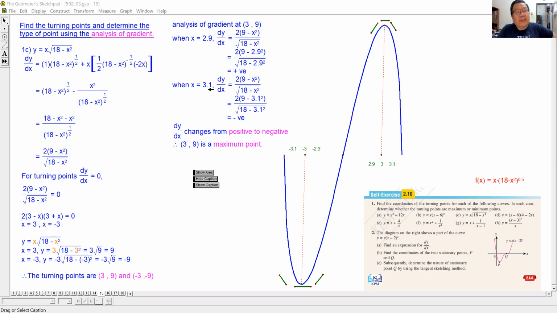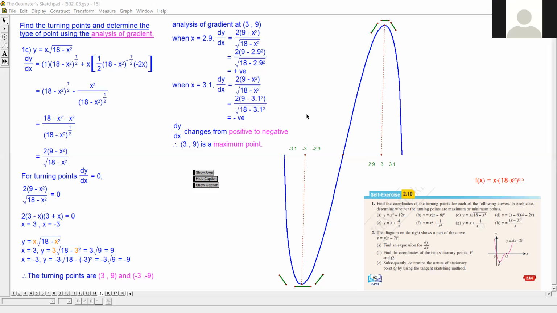So I try the other number which is slightly bigger. Now you may ask me, can I choose 2.8 and 3.2? Can. It's up to you. But don't choose too far away. Too far away, then you may exceed the other turning point, and you get the wrong answer. If the value is very near, then it is okay. So if I substitute 3.1 into the x squared here, what do you think 9 minus 3.1 squared will be?